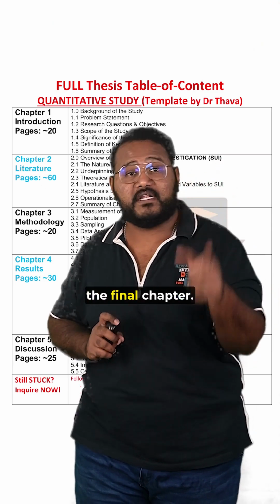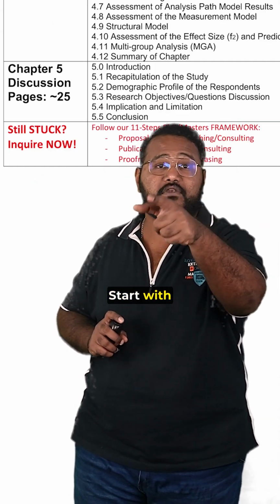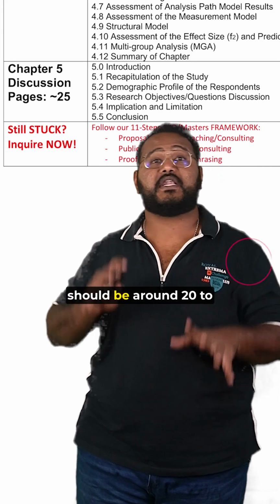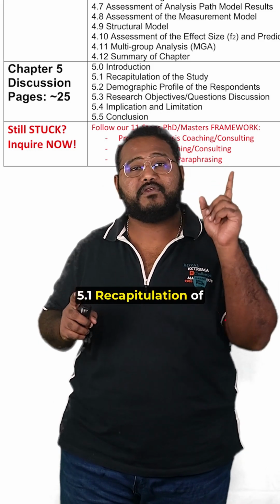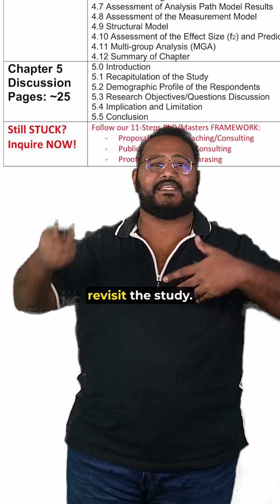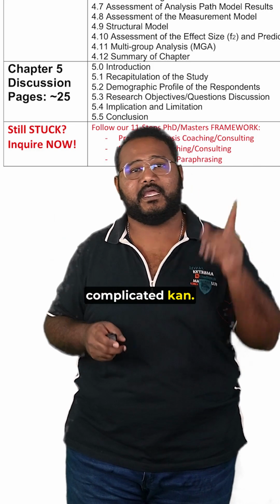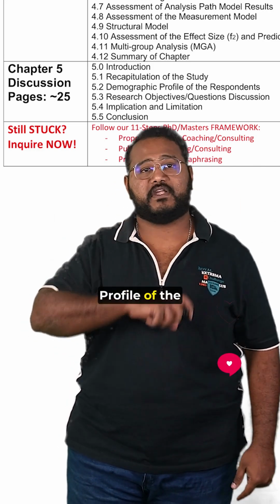Now we are moving to the final chapter. Chapter 5, start with introduction and the whole chapter should be around 20 to 30, maybe 25 pages. 5.1, recapitulation of the study. That means revisit the study lah, not to be so complicated again. 5.2, demographic profile of the respondents.